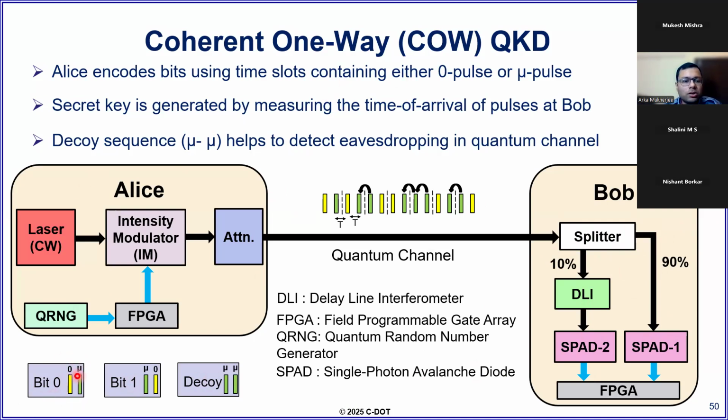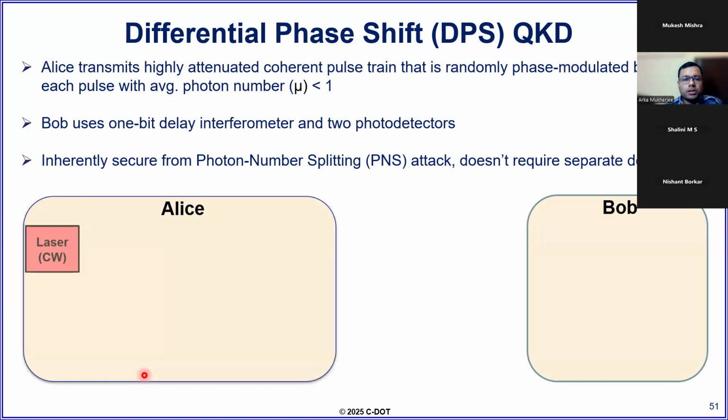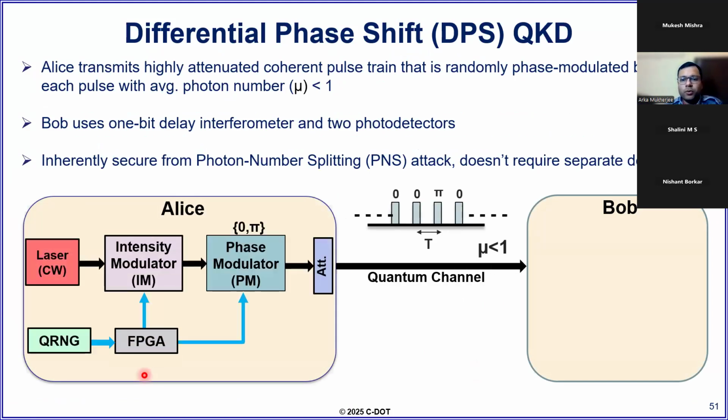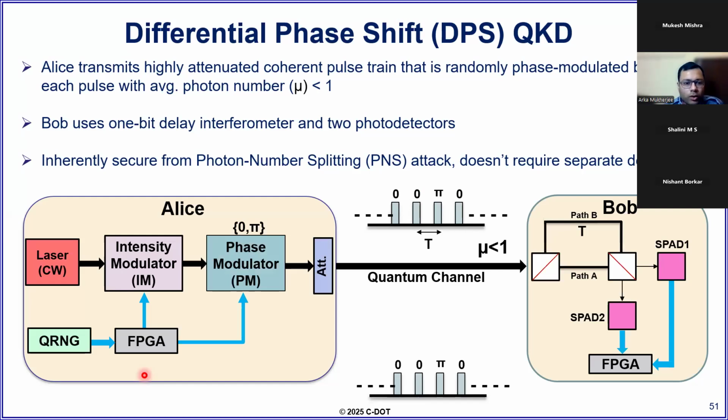Here the basic concept is that the encoding is done in the time bin, and in BB84 the encoding was done in polarization. Now the third protocol that we have is called the differential phase shift protocol. The protocol architecture is similar to coherent one way, but it is slightly different in the sense that instead of time bin or polarization, we use phase. So what happens in this case? We have a continuous wave narrow linewidth laser as usual. Then we have the intensity modulator also. But through the intensity modulator, we are only making the pulses.